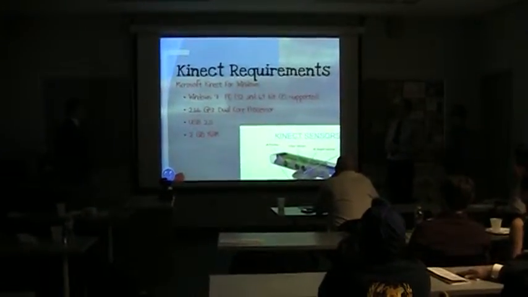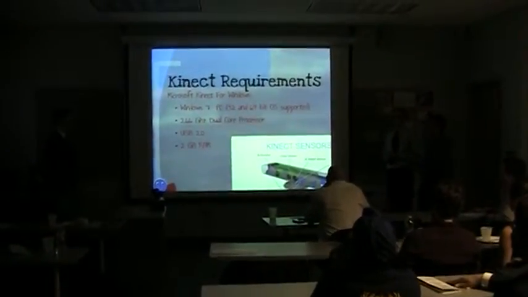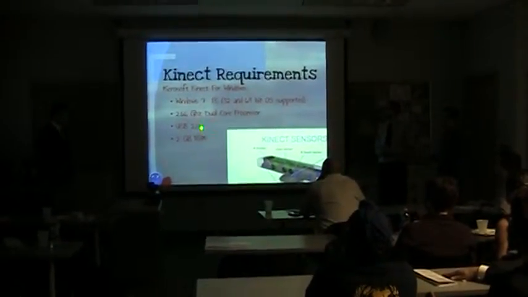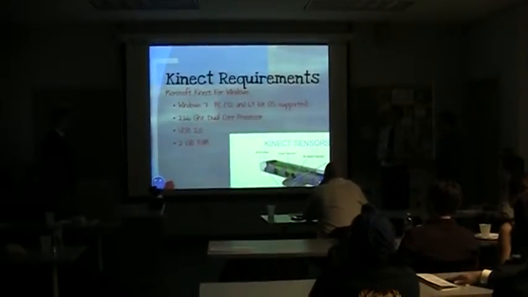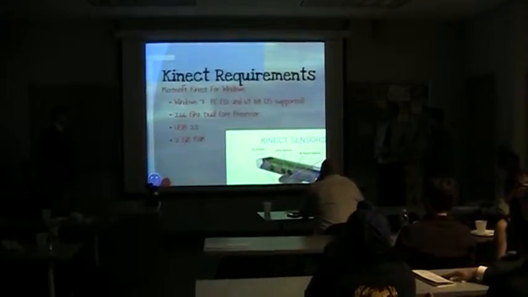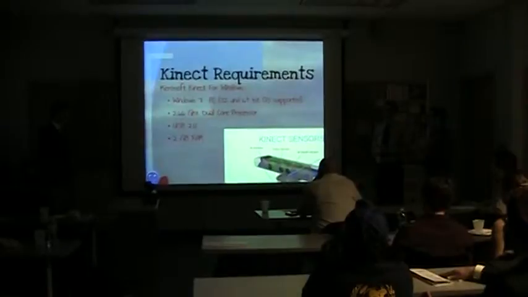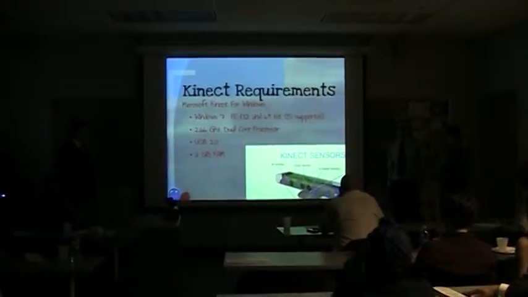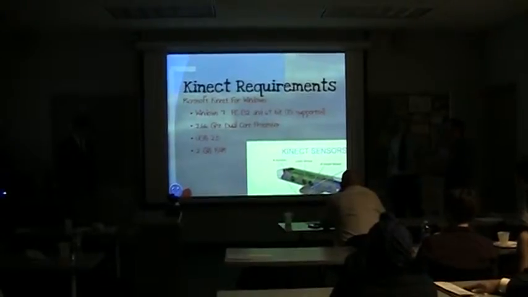Alright, so for the Kinect, it has some pretty specific requirements. It does have to be a Windows 7 system. It does have to have USB 2.0 as a minimum requirement, and it does have to have 2 gigabytes of RAM. The processor does have a dual core. It does say here that 266 is the minimum requirements. It's not that specific, actually. I ran it on something that's a little bit lower on that.